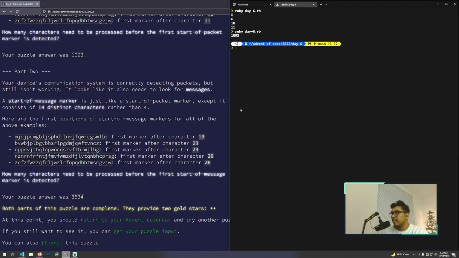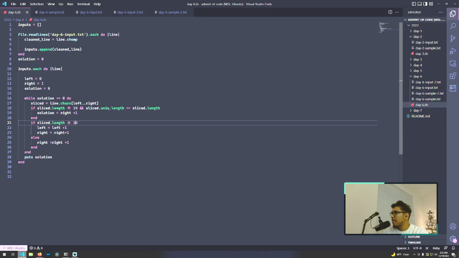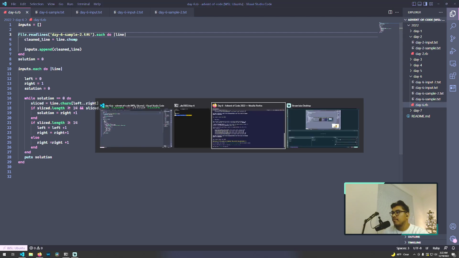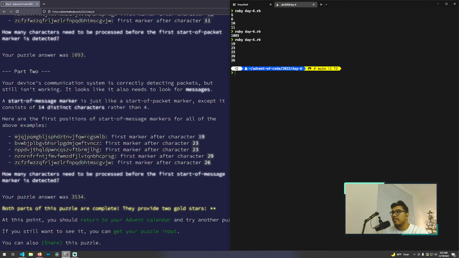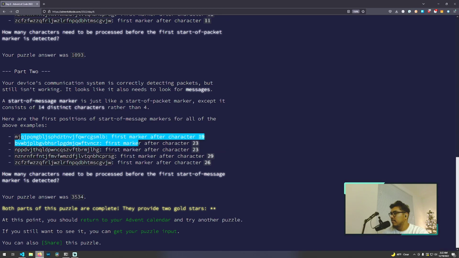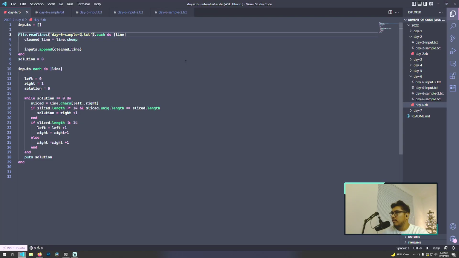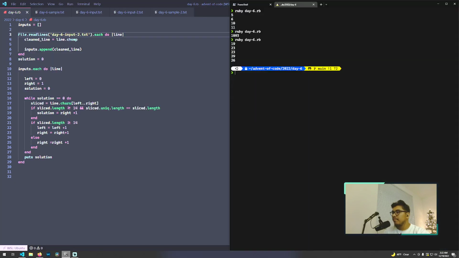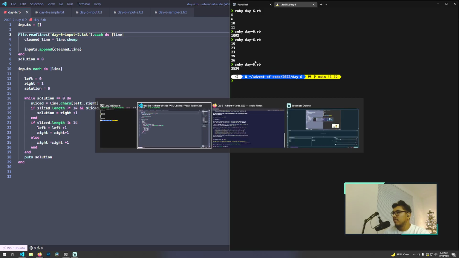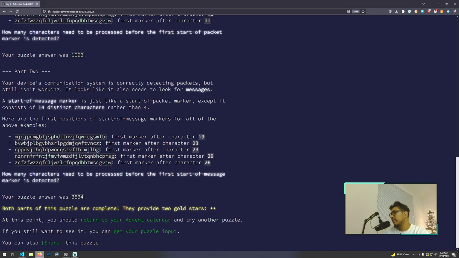And then if we run it again for sample 2, we get 19, 23, 23, 29, and 26. So it's literally the same idea, except instead of doing it at length 4, you're doing it at length 14. And then if we test it with the actual input, 35, 34 is the answer. Yep, and we got that.